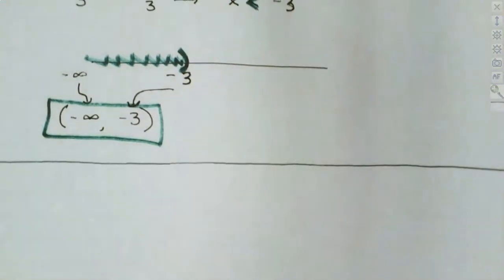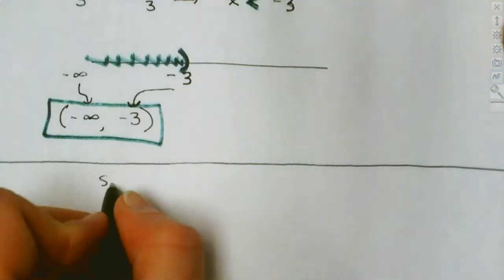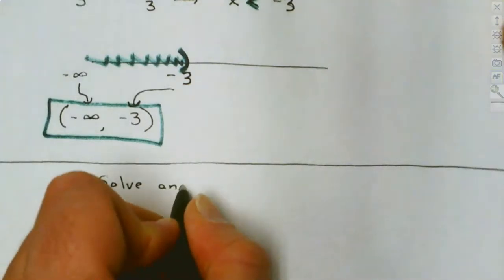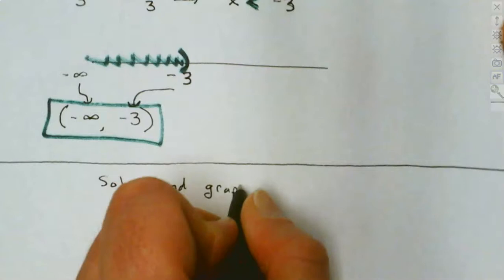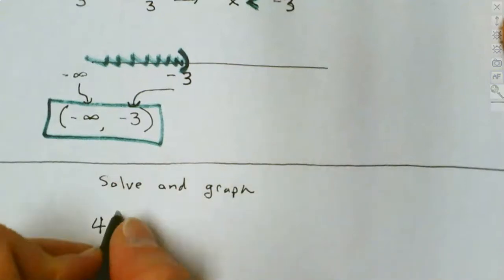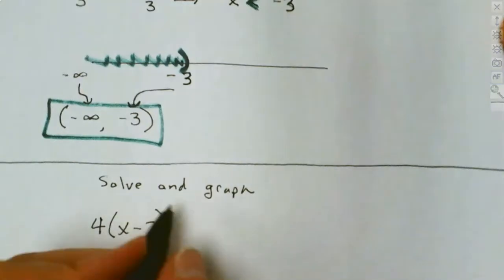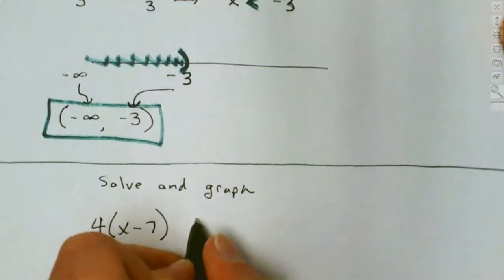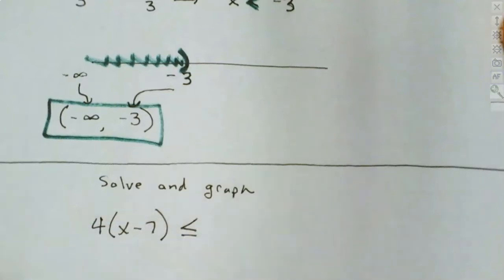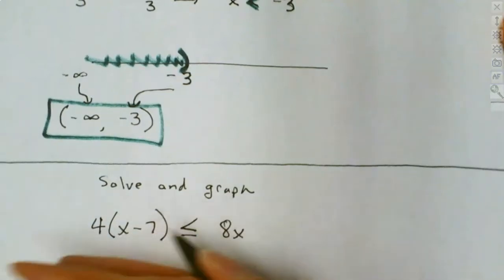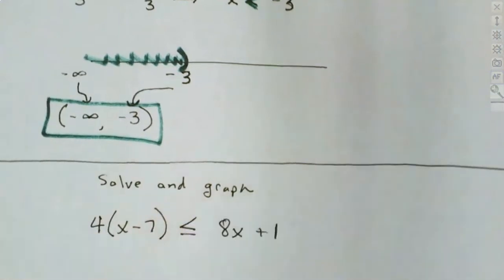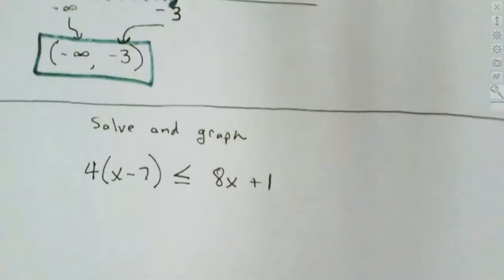Let's do another one here. Again, solve and graph. About 4 times x minus 7 is, let's say, less than or equal to 8x plus 1. And again, they don't always come out to be whole numbers. You may have a fraction. So let's go ahead and work this one out.